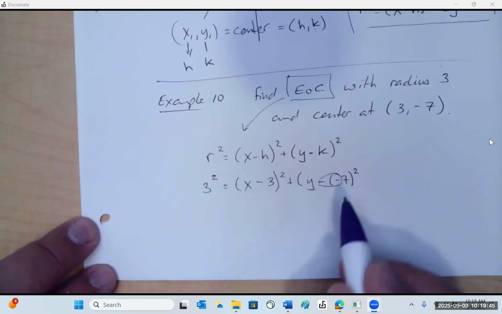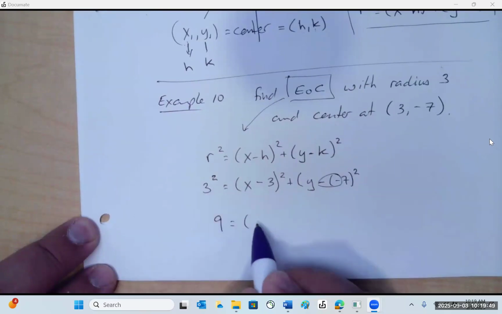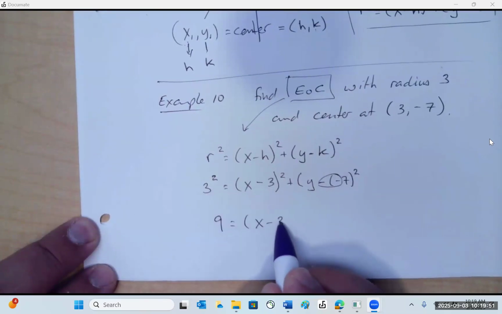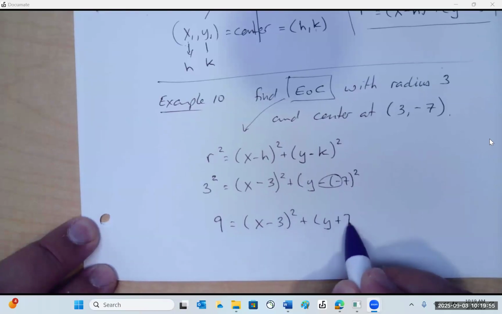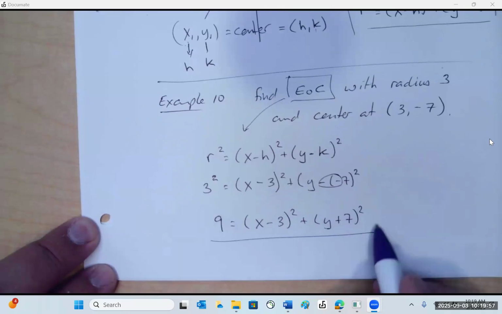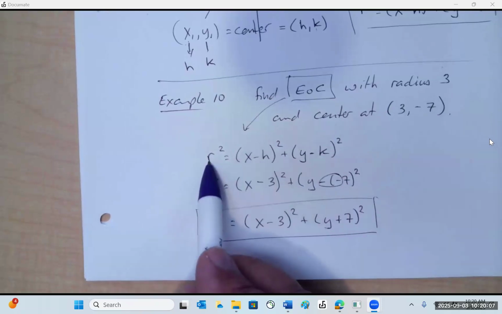We can fix that. So we have 3 squared is 9, X minus 3 squared plus Y plus 7 squared. There's my equation of a circle. Just plug and play. Radius stands for R. Rocket science.